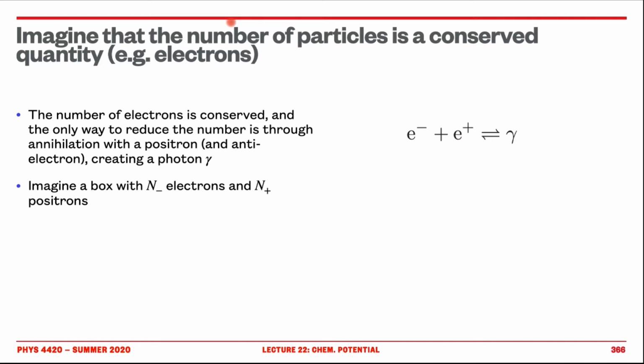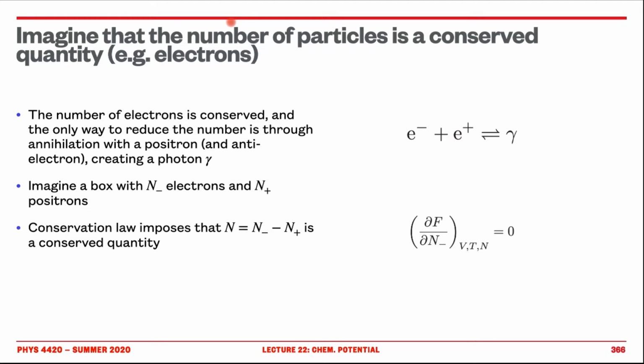So let's consider a box where there are n minus electrons and n plus positrons. And we're going to use the conservation law. Here the conservation law is not so much about the total number of particles, it's the fact that each time an electron disappears, a positron also disappears. In other words, n minus minus n plus, the net difference between the number of electrons and positrons, is going to be constant. So you can add electrons so long as you add as many positrons, and you can remove electrons so long as you remove as many positrons.